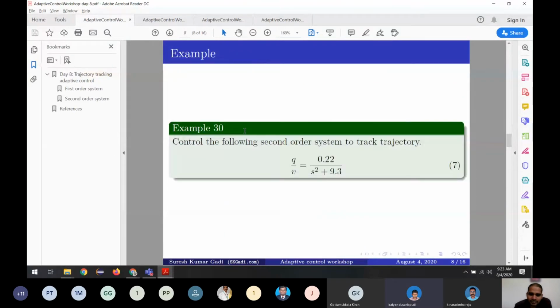Okay. Let's go to the example. Do you have any other doubt, Kalyan? No, Suresh. Carry on. Okay.